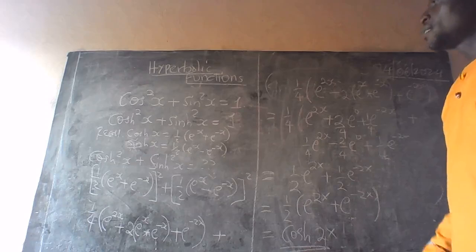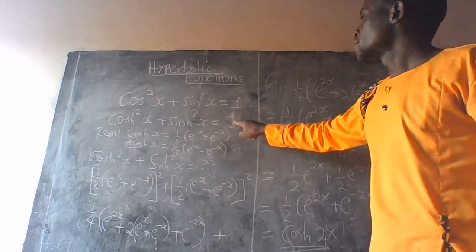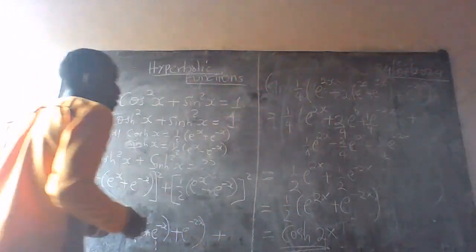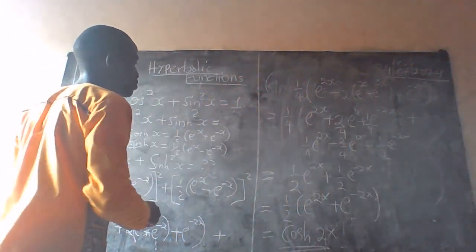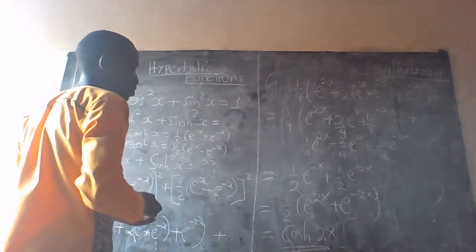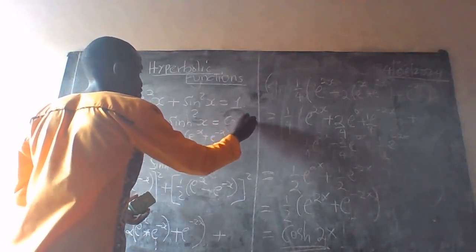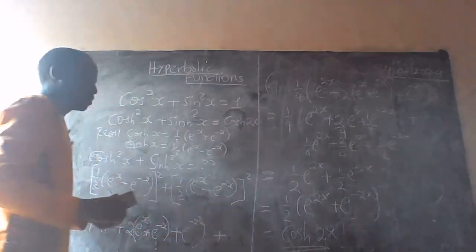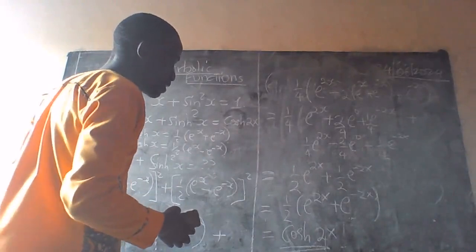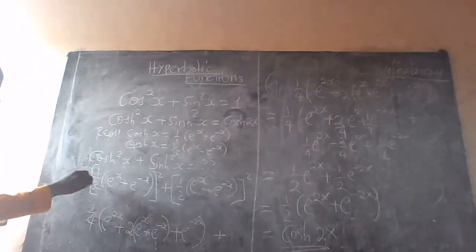So as we see, this one is not actually equal to 1. When you look at its equivalent in hyperbolic, then it's not actually equal to 1. It's actually equal to what? It's actually equal to cosh 2x. So that brings us to our second identity in hyperbolic functions. So you can follow keenly to see what is happening here.